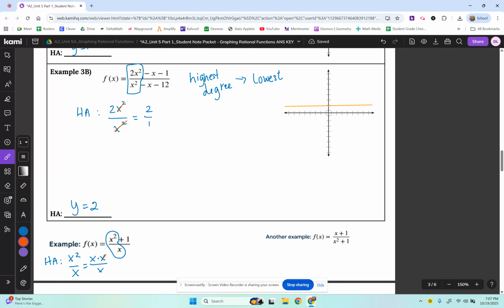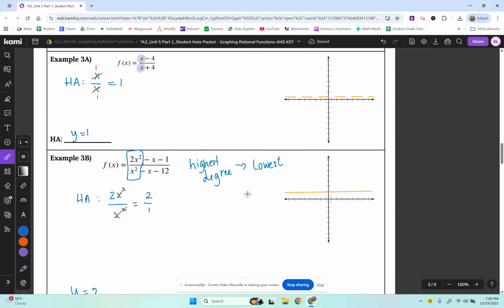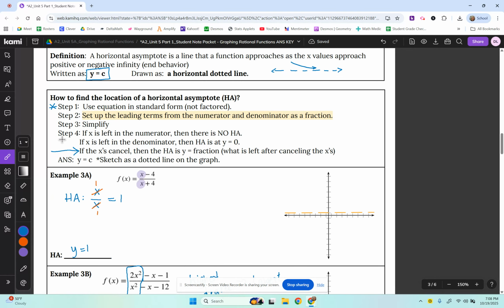So one pair of x's is going to cancel from the numerator and denominator, and then we're going to be left with x over 1, or just x. If you are left with x, then that tells you that you do not have a horizontal asymptote. So you would put none in your line. That took care of this first one up here. And then the other situation is if x is left in the denominator.